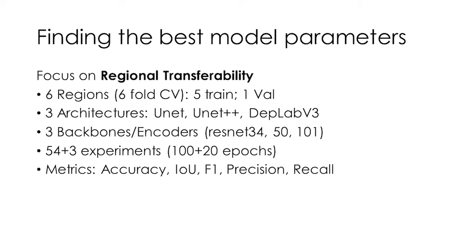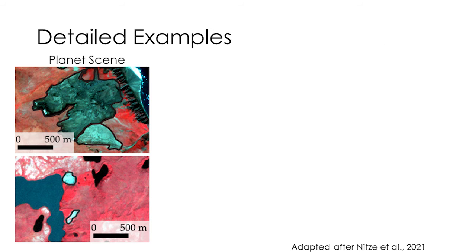So for the first 100 epochs, we trained on a sparse data set, and for the best 3 models, we trained another 20 epochs. We're a bit limited by the hardware access at that point. Therefore, we chose the sparse data set. This was a binary classification, so retrogressive thaw slump or background, and we chose different metrics. One was accuracy, intersection over union, F1, precision, and recall. Let's have a look at the detailed results and examples.